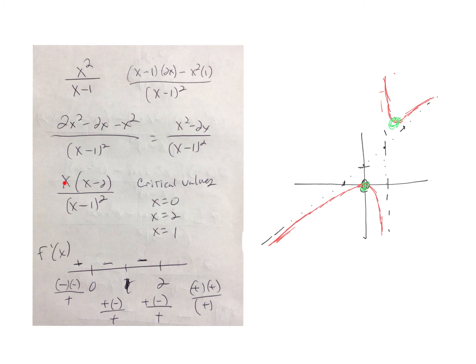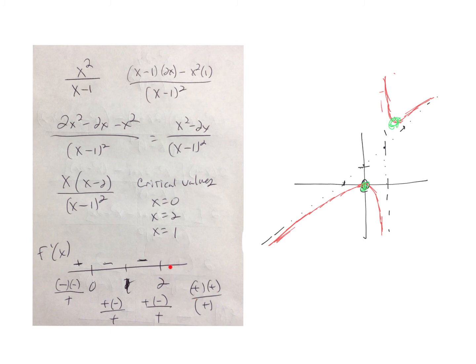So then I picked a number between 0 and 1, like 1/2. Well, if it's 1/2, that's positive. That's negative, so positive times negative over that positive denominator is negative. That tells me the function is decreasing there. Then we pick a number between 1 and 2. I chose 1/2. So 1/2 is positive. 1/2 minus 2 is still negative. Over that positive number makes it negative.